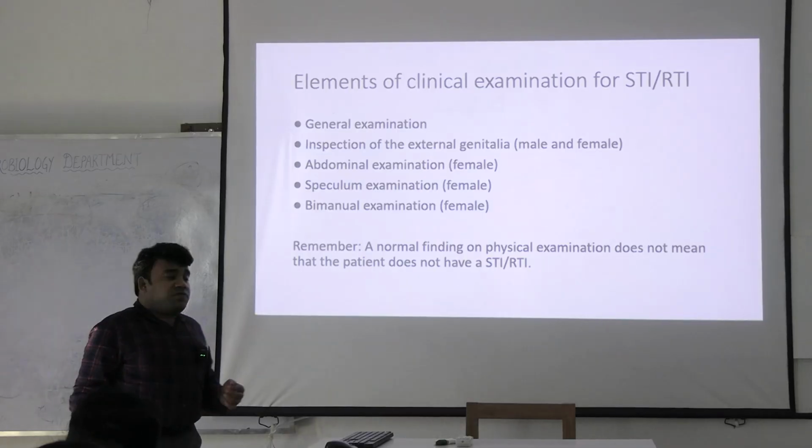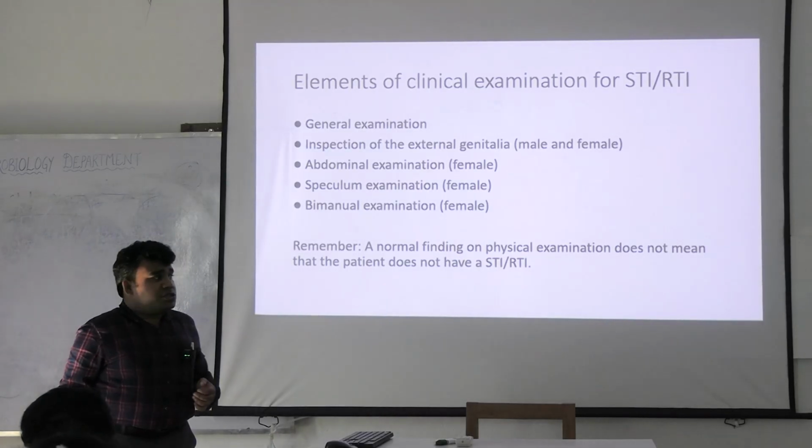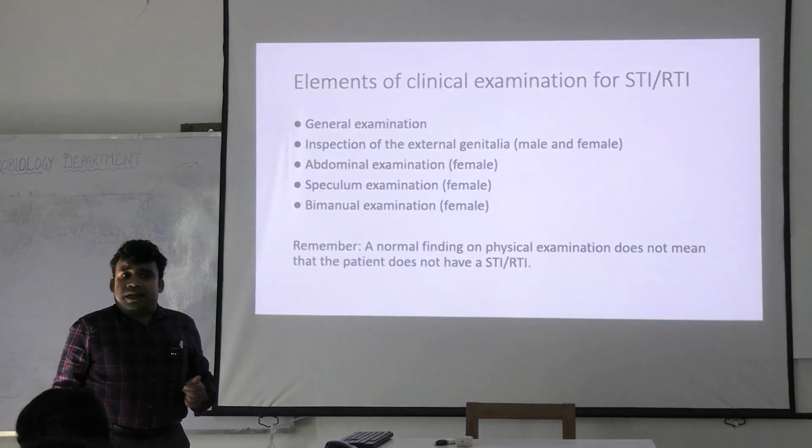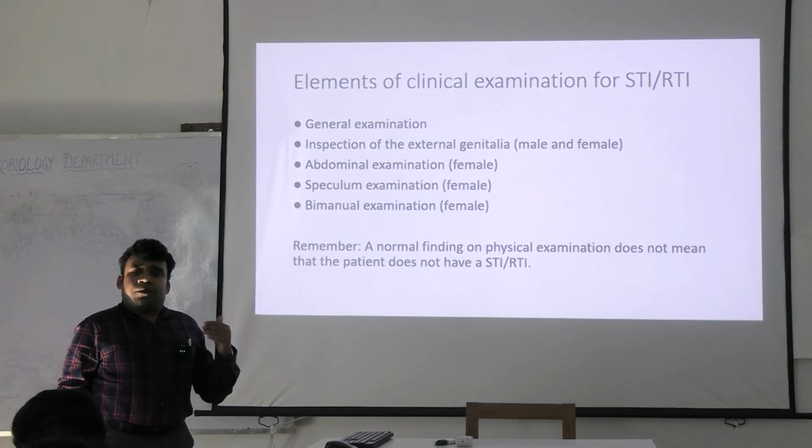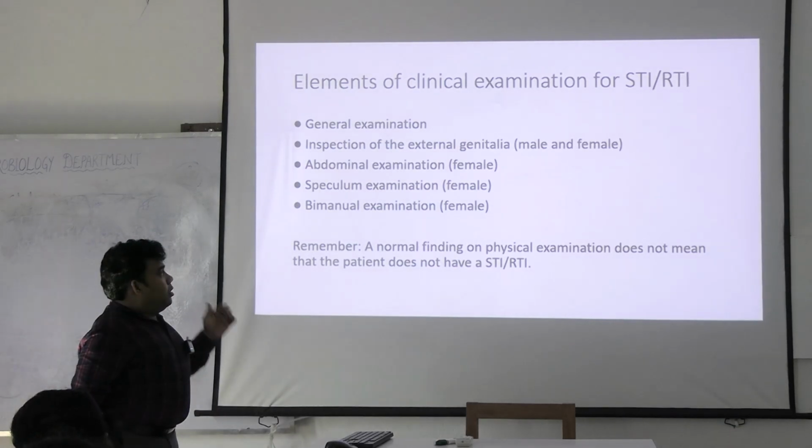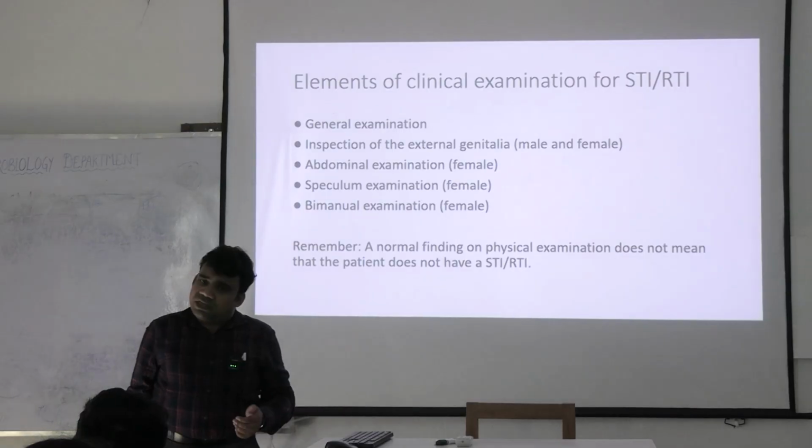So what is the system? First is inspection of the external genitalia. Then in case of females, we have to do an abdominal examination and a speculum or a bimanual examination.